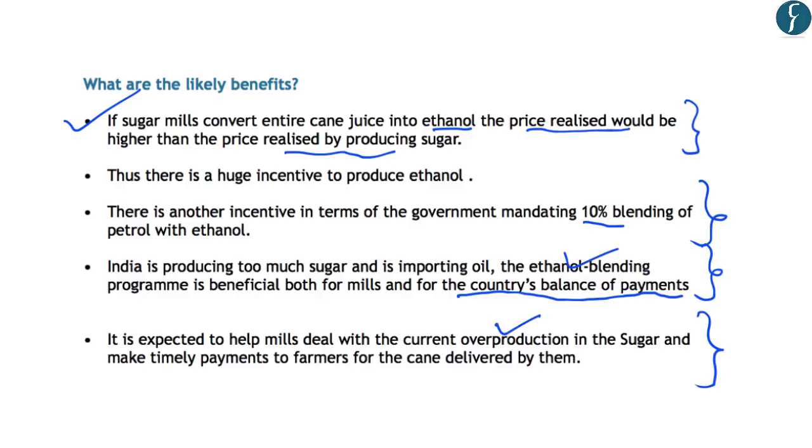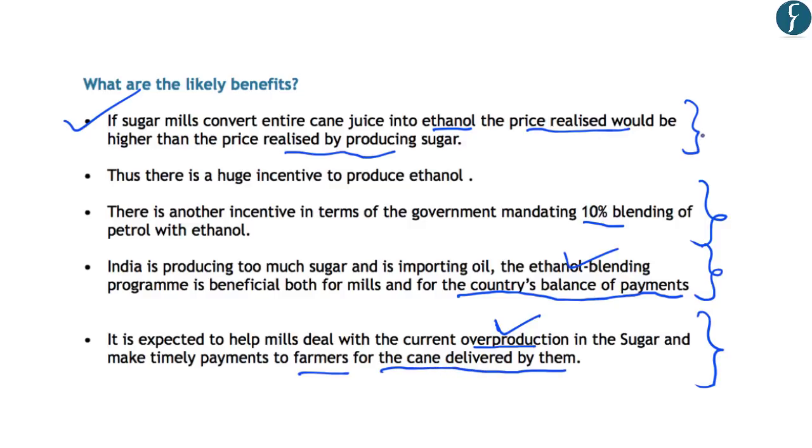Now, as we have learned, there is overproduction of sugar in the market, and that is why the prices of sugar are very low. And due to this, the profit margins for the mill owners are very less. And in such a scenario, they are not able to make timely payments to the farmers of sugarcane. However, if because of this decision of the government, the prices of sugar increase, the mill owners will be able to make timely payments to the farmers who are producing sugarcane and delivering this sugarcane to these mill owners.